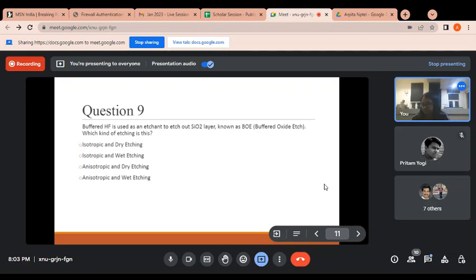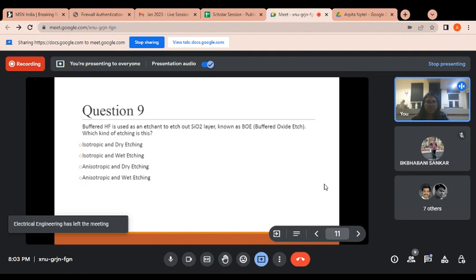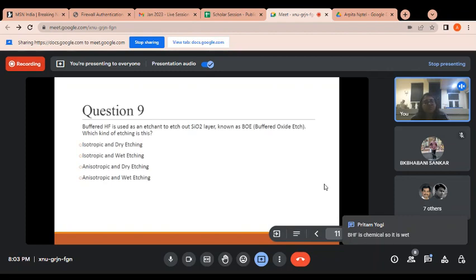Vishnu, Aisha, Vishnu, Shankar. What is the right answer? No, ma'am, no idea. Can anyone tell what is happening for isotropic or anisotropic, and what is the difference between dry and wet etching? Preetham, you can unmute yourself and tell what is the difference between dry and wet etching, and what is isotropic and anisotropic etching?